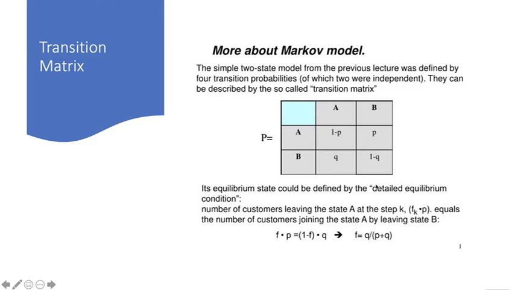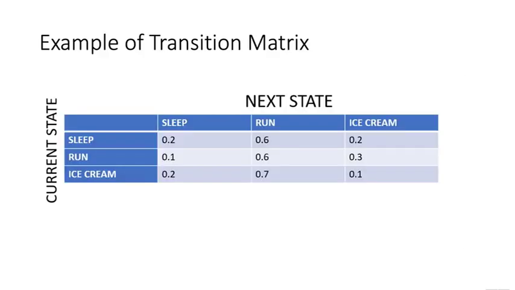And also this one, Q plus 1 minus Q, becomes 1 as well. So the total probability is 1 for any condition, the future state given the current state, right? This is also an example of a transition matrix, with current state sleep, run, and ice cream, and sleep, run, and ice cream for the next state.